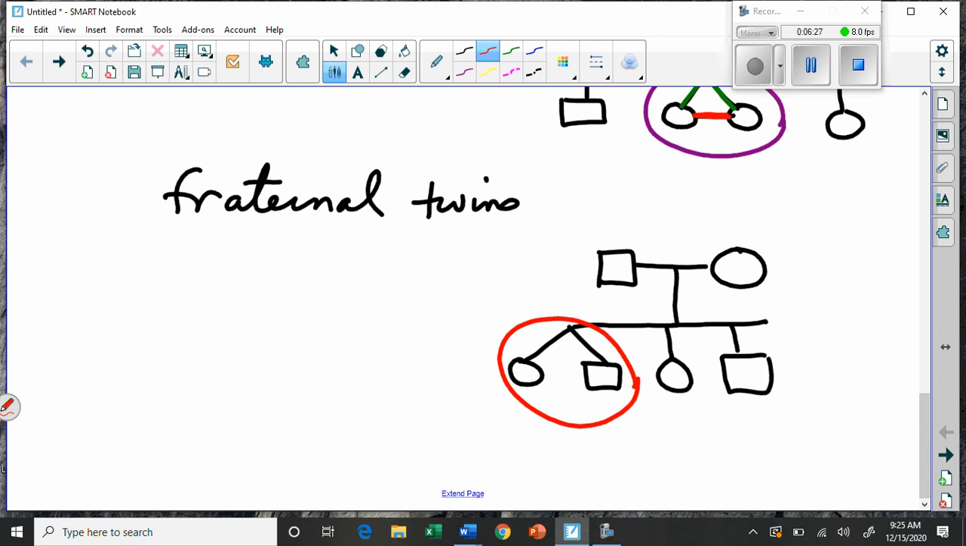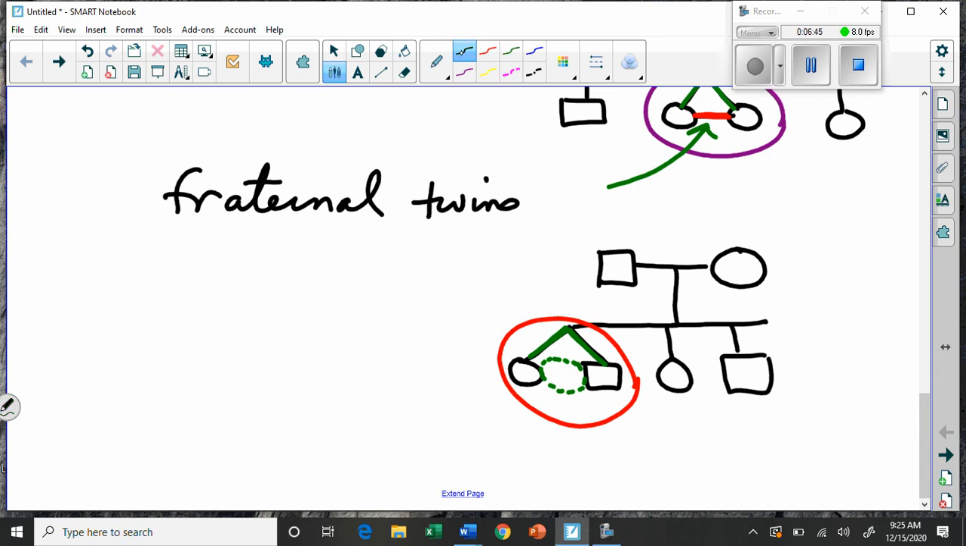So the angled little top of the triangle, which I'll highlight in green right here, indicates twins, but it's fraternal because you'll notice there's nothing here connecting them. That's the difference. The red line here is what indicates the identical part for the twins. So that's how we deal with twins.